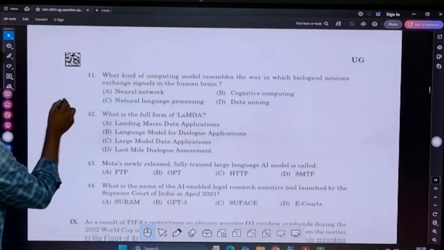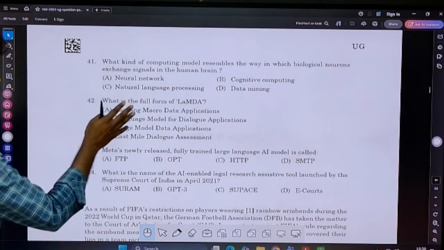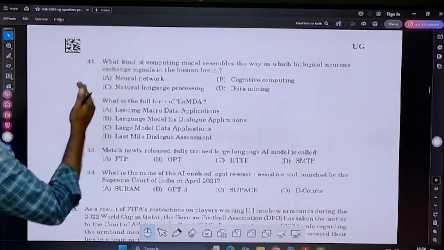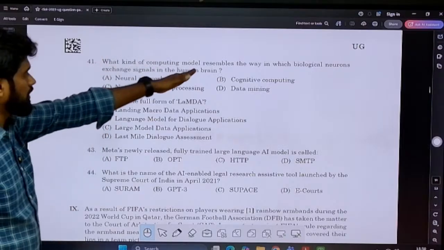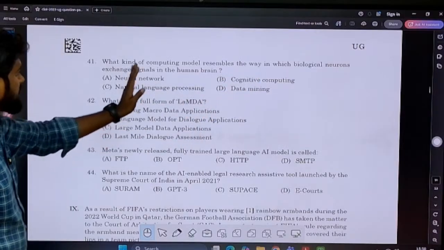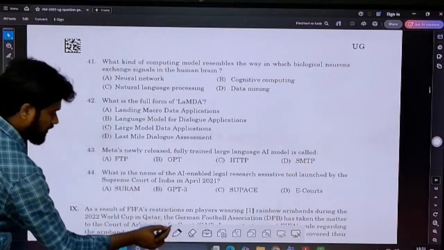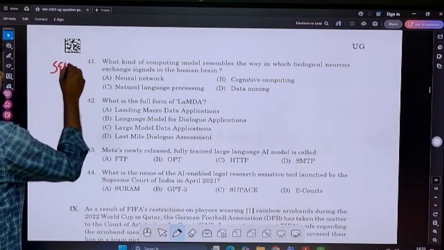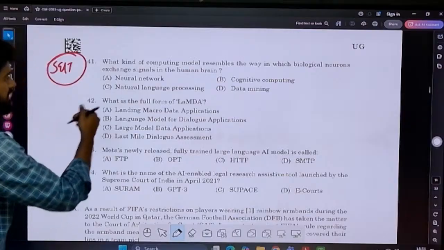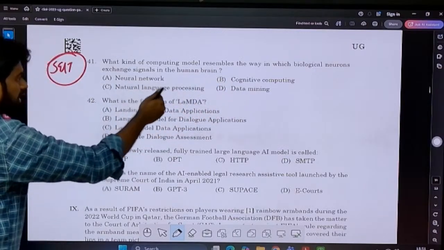Next question. What kind of computing model resembles the way in which biological neurons exchange signals in the human body? Okay, so this is all about what I told you very clearly. This is entirely SNT, Science and Technology. Is it neural network? Is it cognitive computing? Is it data mining? Is it natural language processing?